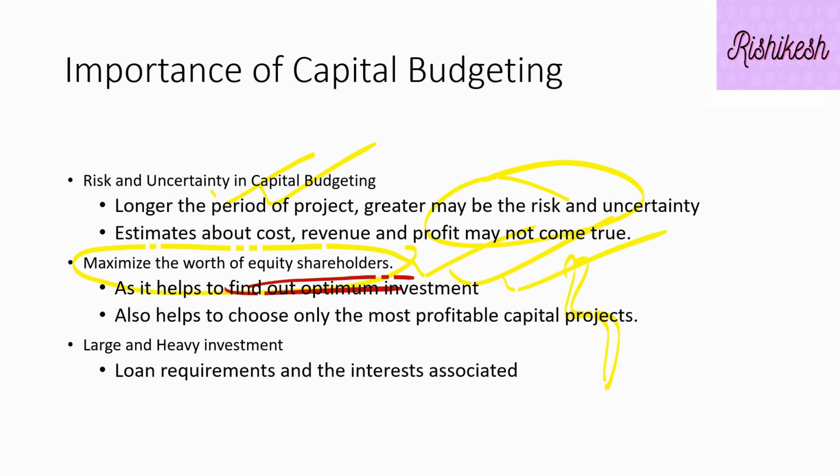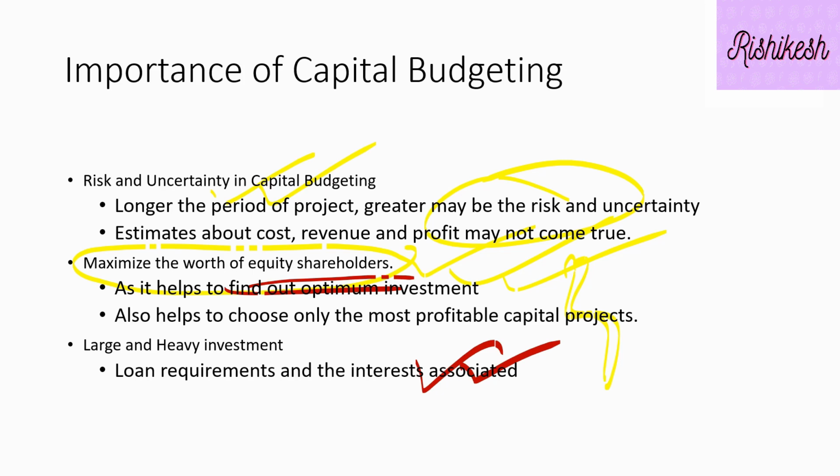And that becomes one of the most important aims or targets of any company, that is to maximize the worth of their equity shareholders. And how can you do that? If you start investing in the right projects, if you start investing in buying the right equipment, if you start investing in launching the right product line. And what will help you in doing that? Capital budgeting techniques. So that is where the importance of capital budgeting becomes really very important.